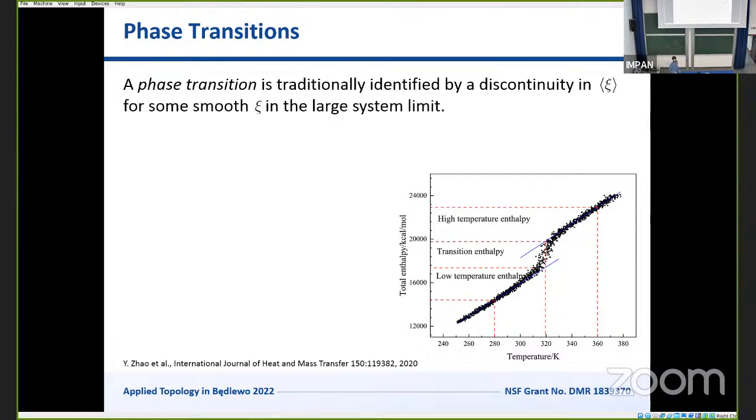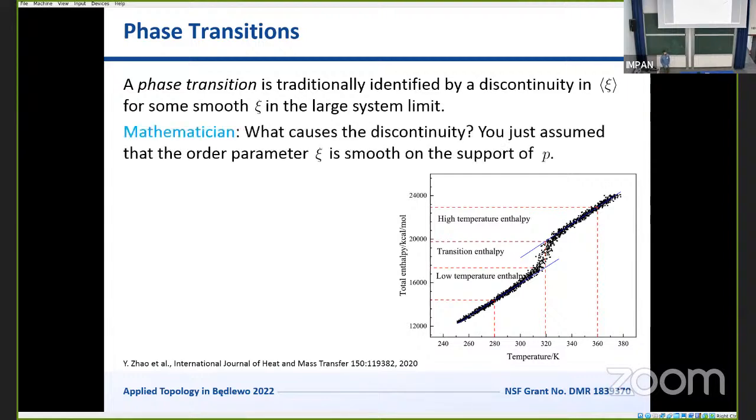So that should be kind of surprising, right? Discontinuity. It makes sense in terms of the properties of water vapor and liquid water, so there's no surprise there. But where does the discontinuity come from? Because again, our probability measure is continuous on the space, and my order parameter, I'm assuming that it's smooth. So where does it come from, right? I just assume that the order parameter is smooth and supports P.